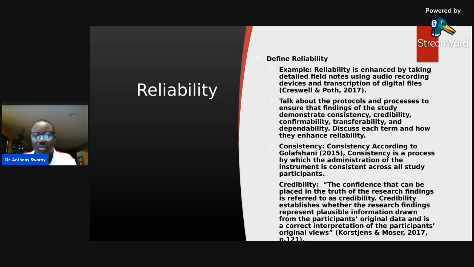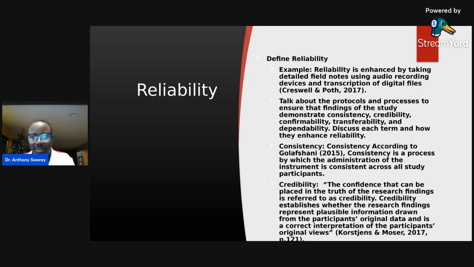And then when it comes to reliability, you would define reliability like you did for validity. Okay, you could say reliability is enhanced by taking detailed field notes, using audio recording devices, and transcription of digital files, according to Creswell and Poth, 2017. Talk about the protocols and the processes you use to ensure that the findings of the study demonstrate consistency, credibility, confirmability, transferability, dependability. You're going to define each term and discuss them in chapter 3.